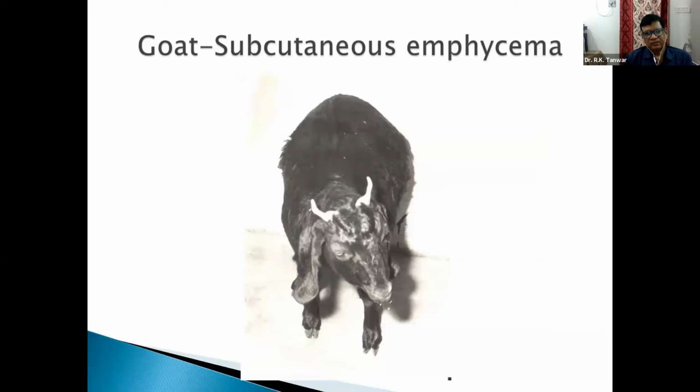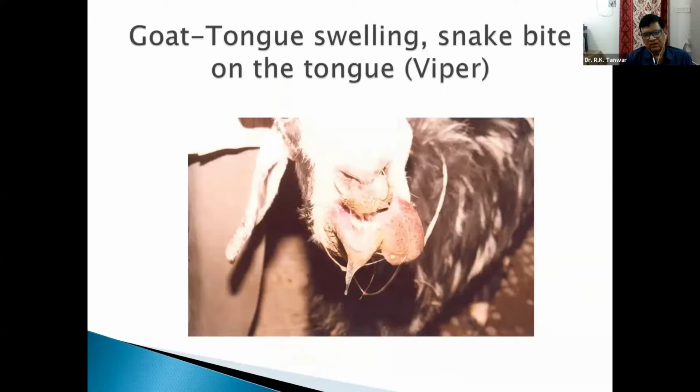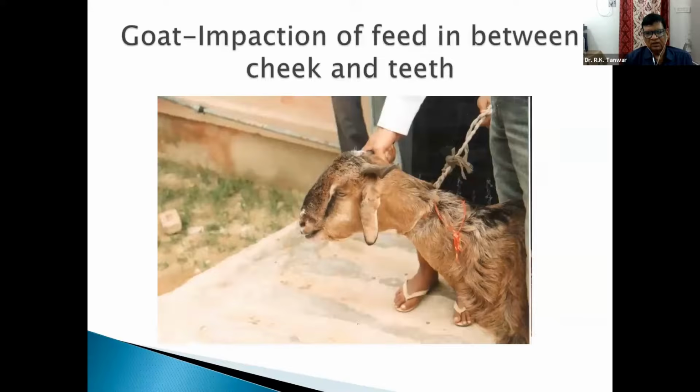This was one case where a snake bit the goat's tongue, and the owner brought the animal as well as the viper along with him after killing the viper. So we give anti-snake venom, and the animal became all right after 2 to 3 days. 2 vials were given. This is one case where, as I told you, there is an infection in between the cheek and there is a swelling. So we should examine the oral cavity and remove this infected mass between the cheek and gums.